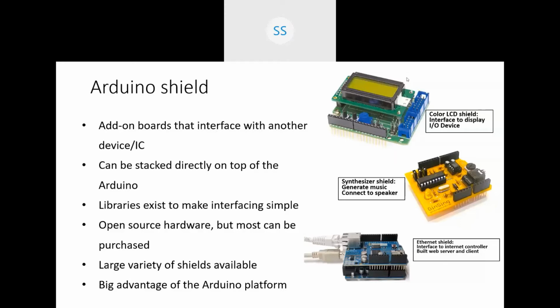Similarly, you have the synthesizer shield also. This synthesizer shield basically generates music, and it can connect with a speaker. So it is basically a kind of sound card. Next is the Ethernet shield. Through this shield, you can connect to the Ethernet either through the Ethernet port or through the USB port. You can use these shields on top of the Arduino to put some add-on features onto the Arduino.